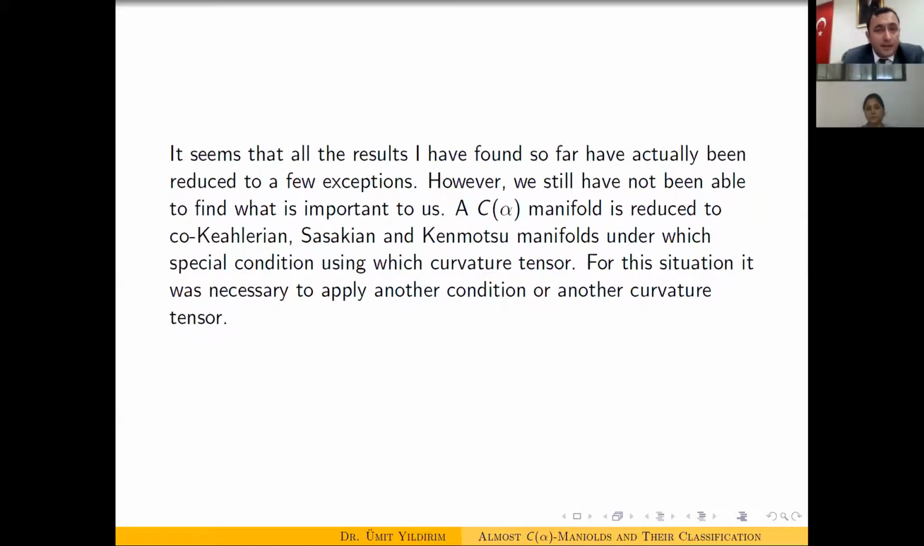It seems that all the results I found so far have actually been reduced to a few exceptions. However, we still have not been able to find what is important to use. A C alpha manifold is reduced to Kaehlerian, Sasakian, and Kenmotsu manifolds under which special conditions using which curvature tensor. For this situation, it was necessary to apply other conditions or another curvature tensor.